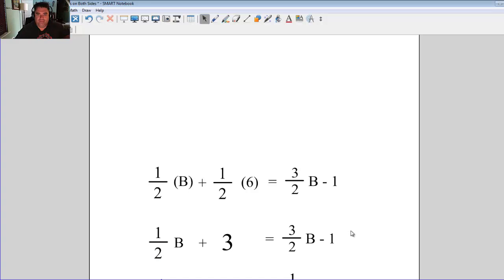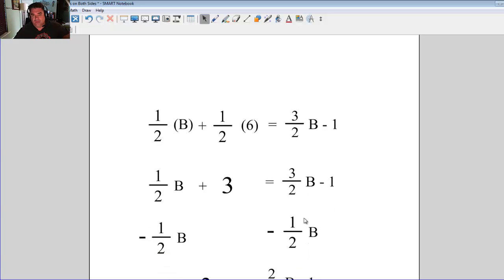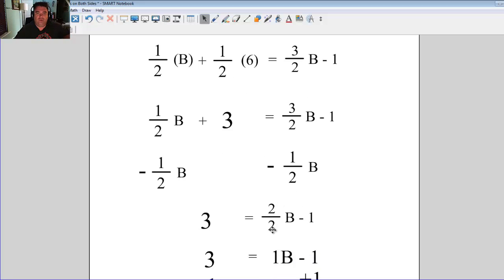That's the beginning. Now again, I can get rid of either. I think it's easier to get rid of the half. So instead of plus a half, I'm going to minus a half. Minus a half to one side, minus a half to the other. So I'm going to get 2 over 2b, or just 1b. So 3 equals 1b minus 1.